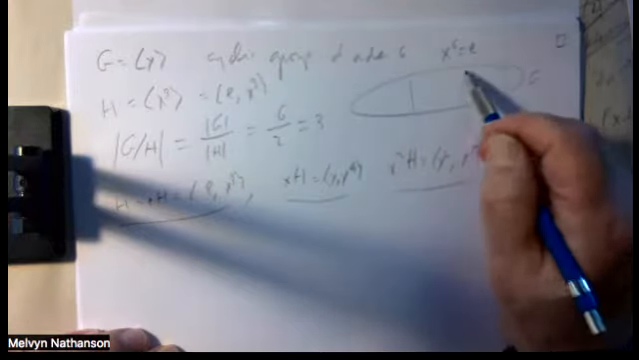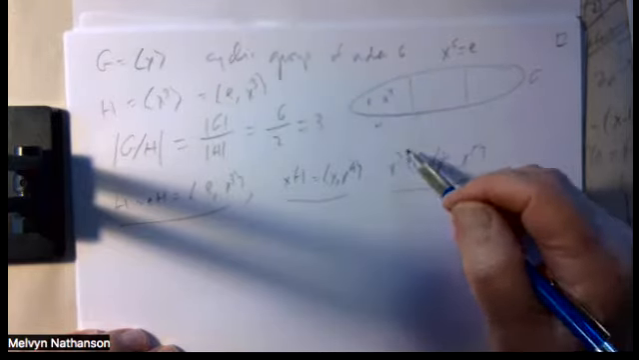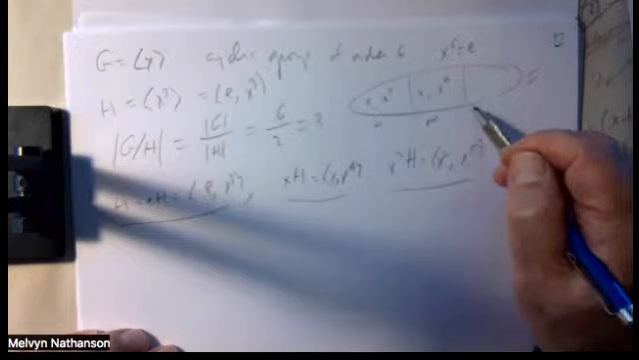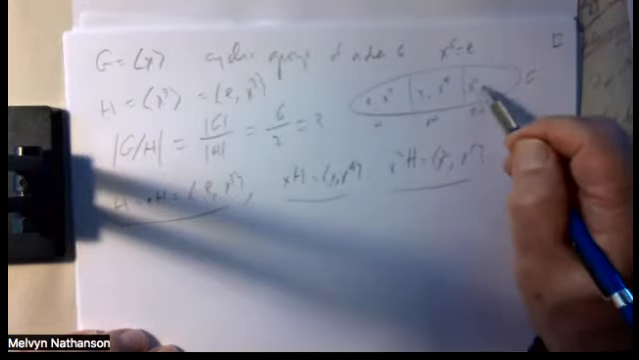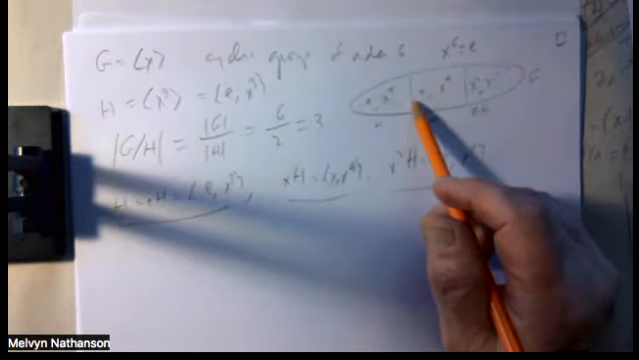And if I look at my group G, I have H, which consists of the identity and x cubed. I have xH, which is x and x to the 4th. I have x squared H, which is x squared and x to the 5th. So these are my 3 different cosets. I have the green ones, the orange ones, and the blue ones, right?